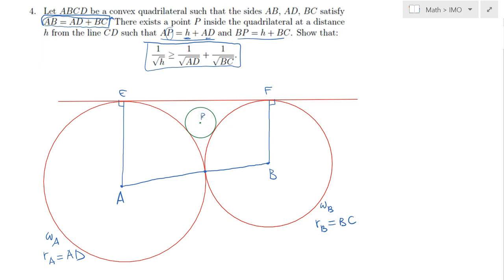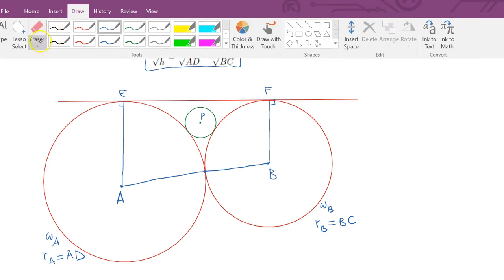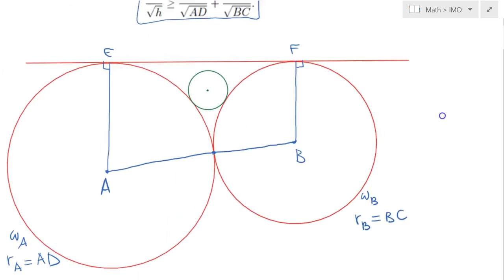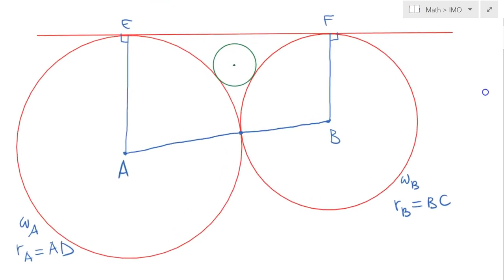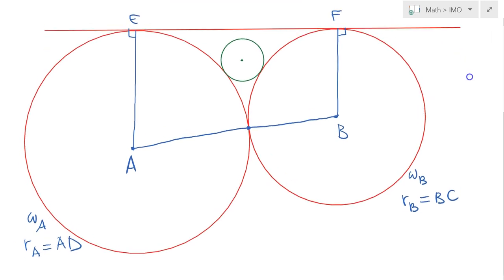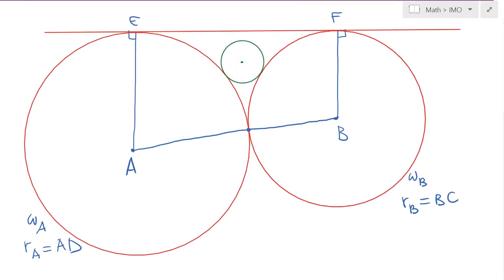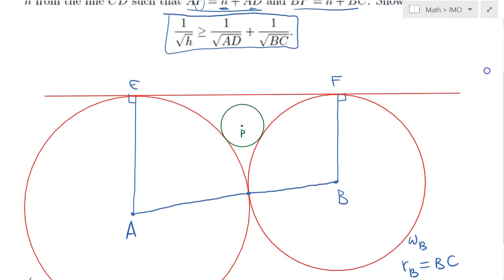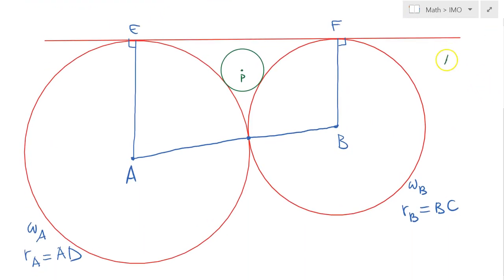In fact, let me try to be really careful here, because the space here is very important. Let me go ahead and just expand this picture as much as I can. So the point P is here. So this is the point P, and such that by the condition of the problem, AP is equal to h plus AD. In fact, let's just write it down here. AP is equal to h plus AD.